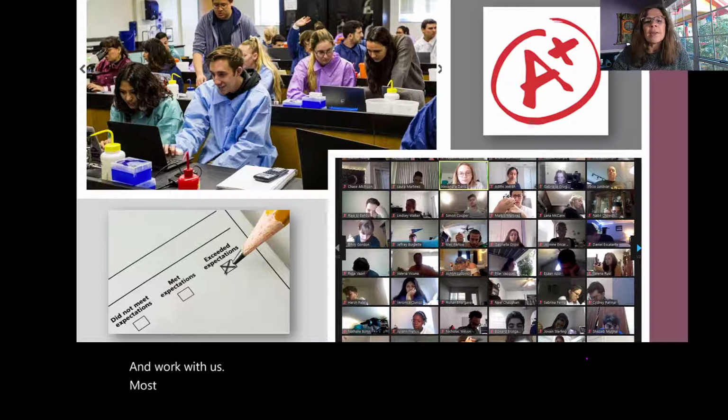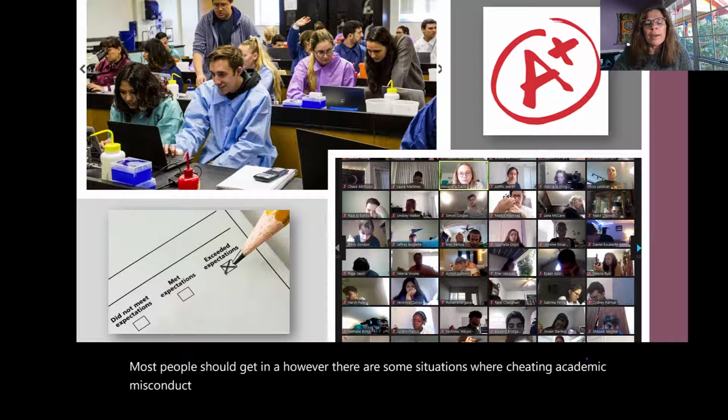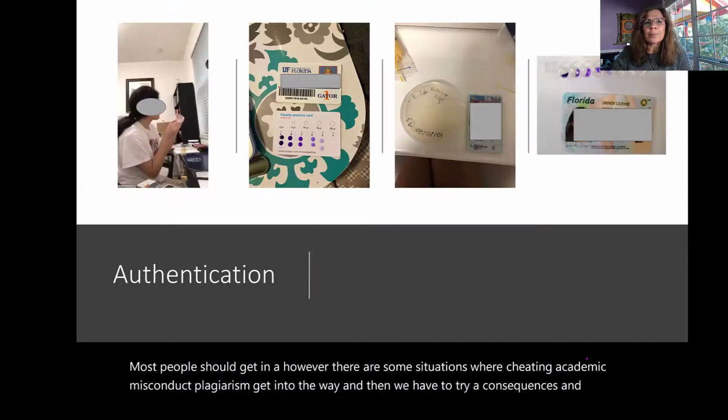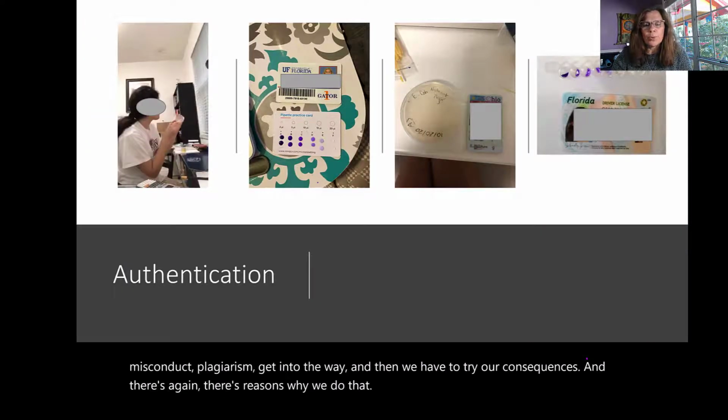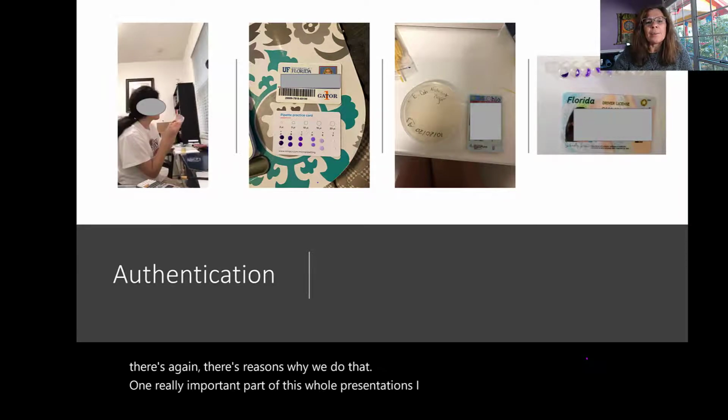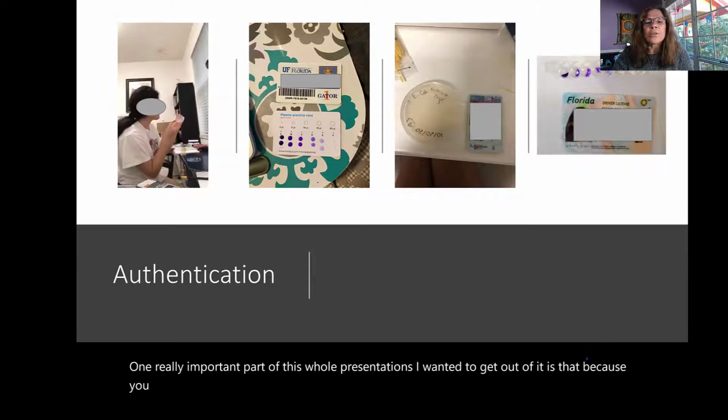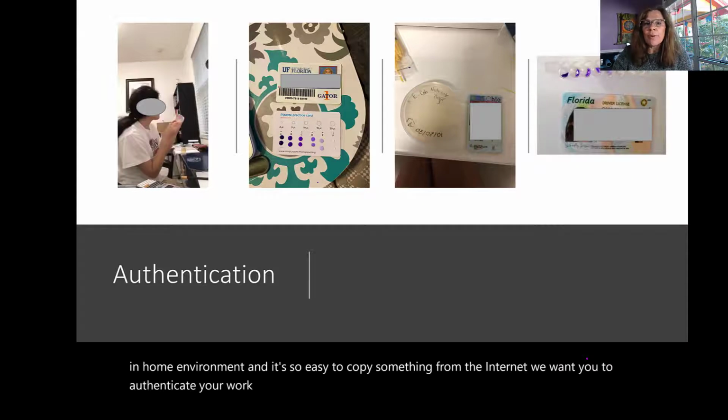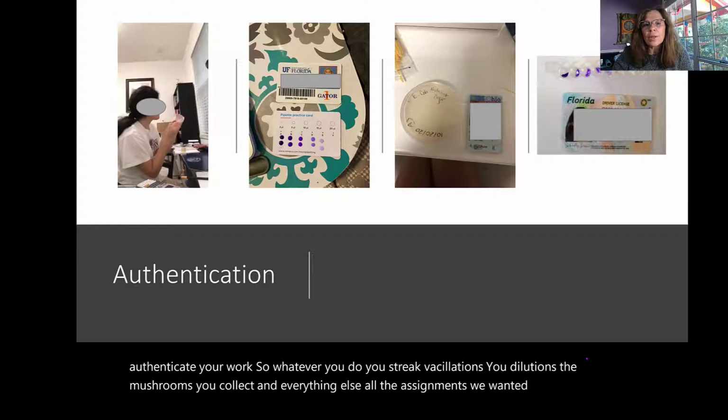A. However, there are some situations where cheating, academic misconduct, plagiarism get in the way, and then we have to draw our consequences, and there's reasons why we do that. One really important part of this whole presentation, I want you to get out of it, is that because you're in a home environment and it's so easy to copy something from the internet, we want you to authenticate your work. So whatever you do, your streak for isolations, your dilutions, the mushrooms you collect, and all the assignments, we want you to authenticate to make sure that you actually do the work.